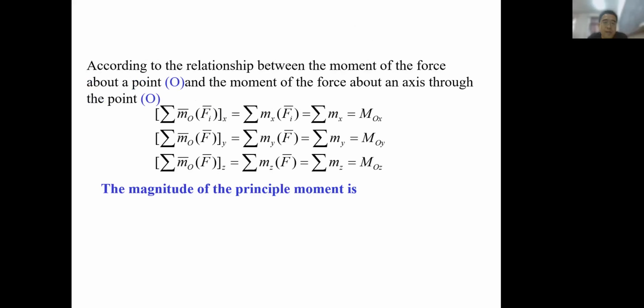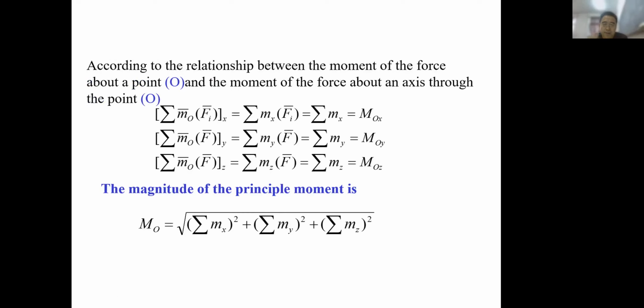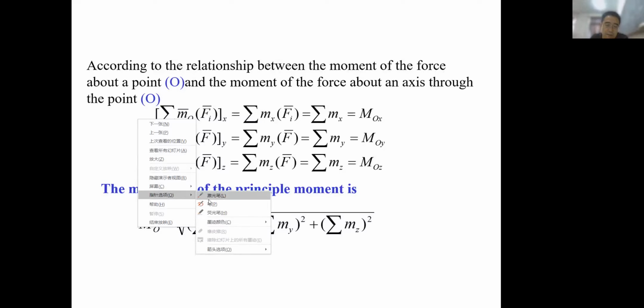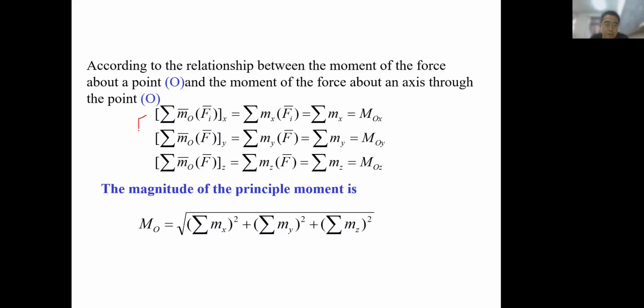According to the relationship between the moment of a force about a point and the moment of the force about an axis through the point, do you guys still remember? Actually, we have learned this from the very beginning, from the first or second term of our class. So maybe we can review that again.